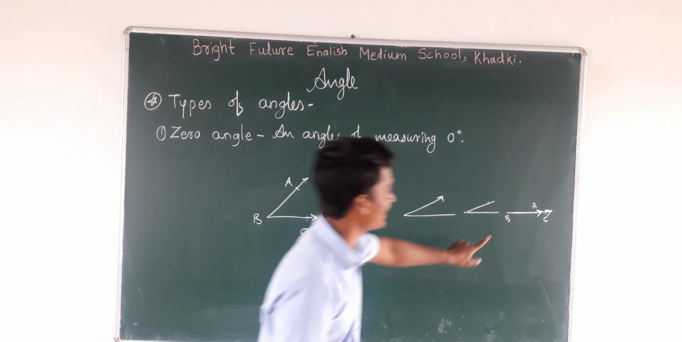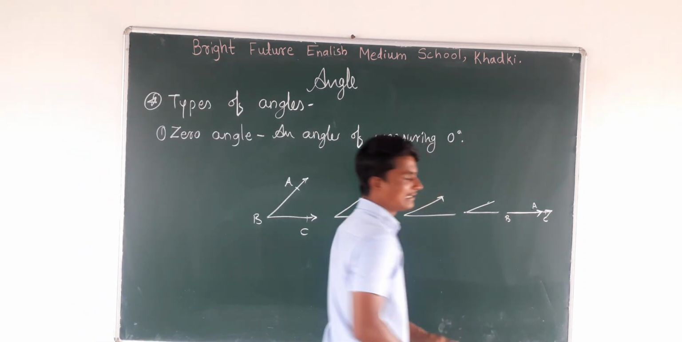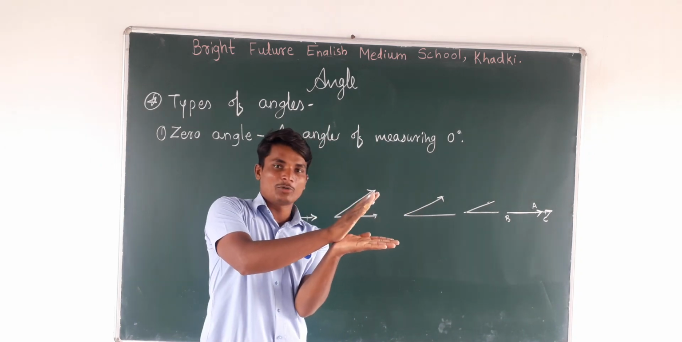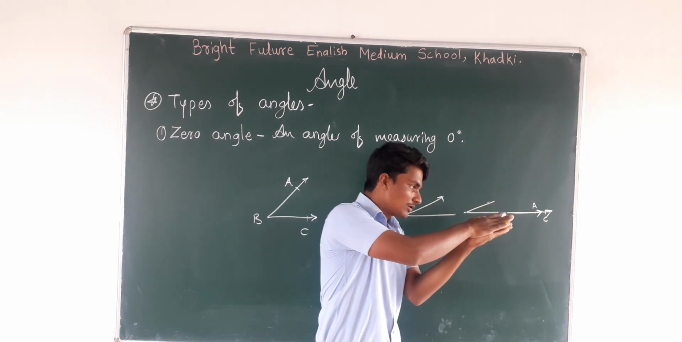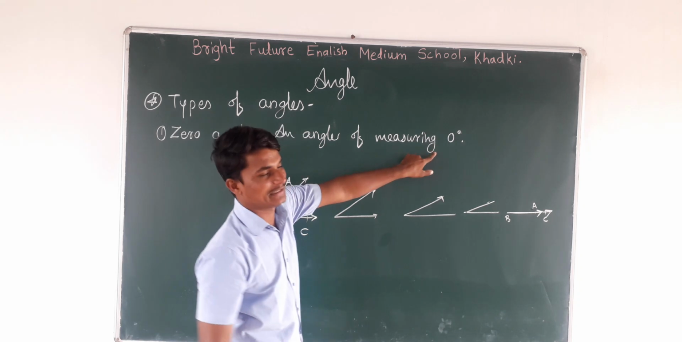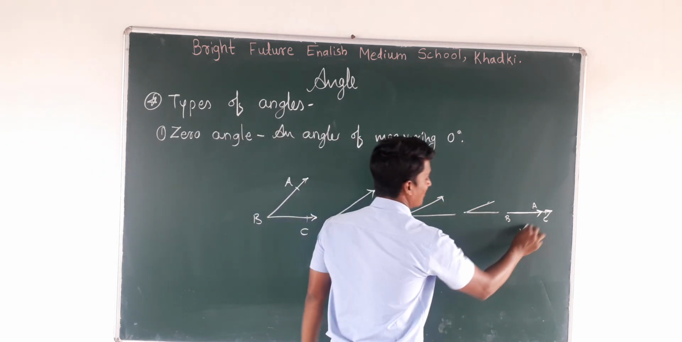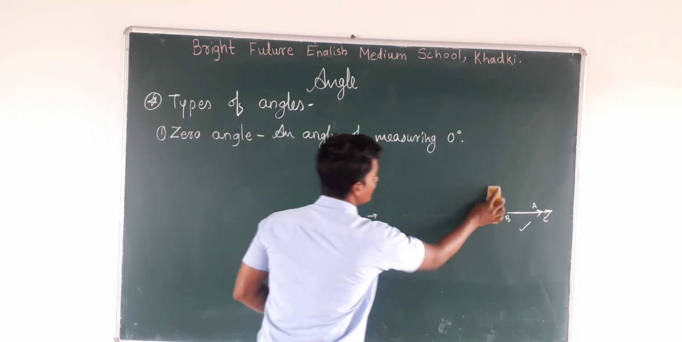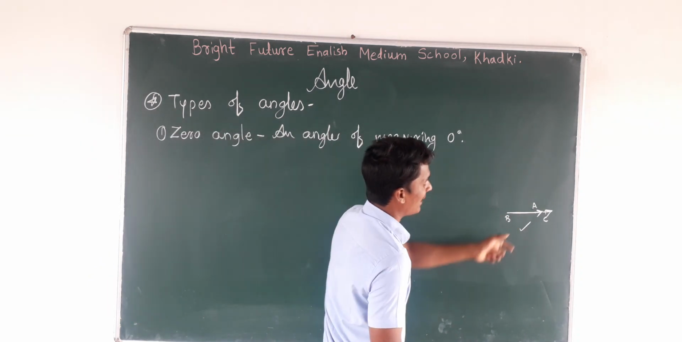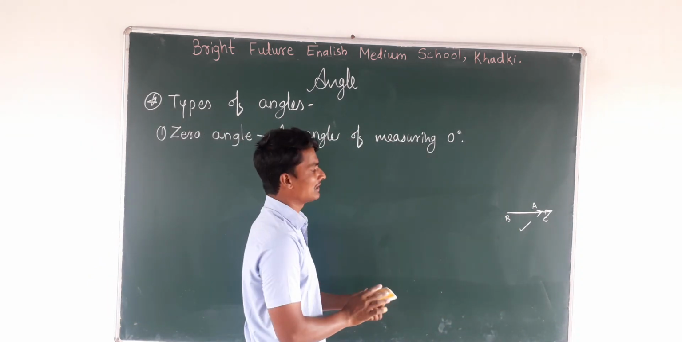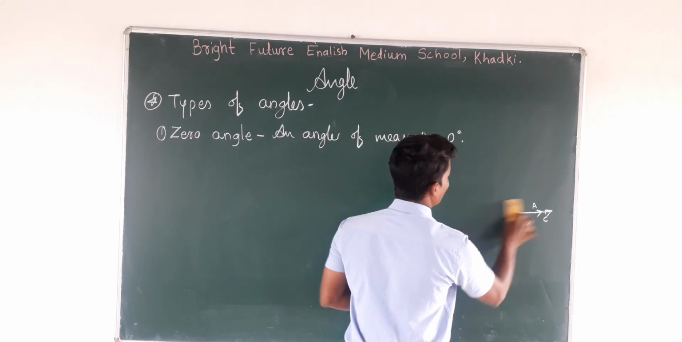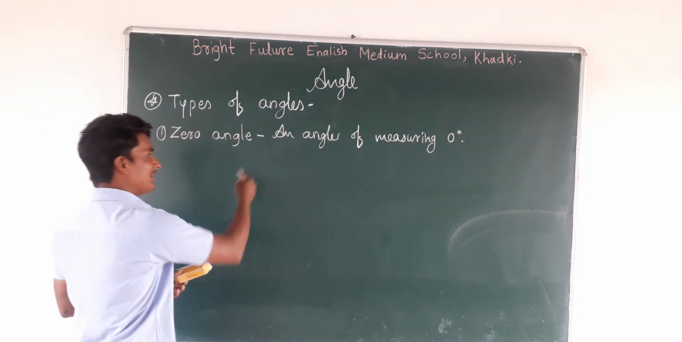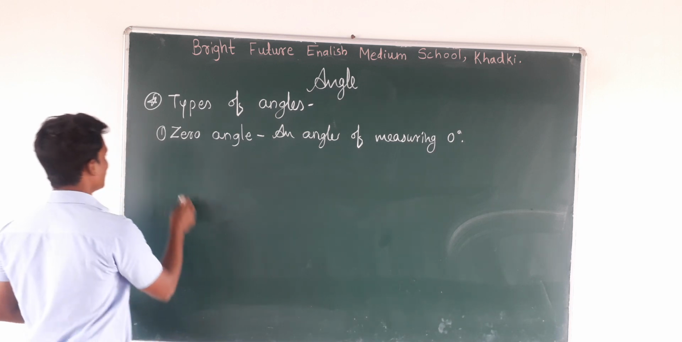At that time we can say that between the two rays there is no space or no gap. That no gap is called a zero angle. This is an example, and this is the diagram of a zero angle. When two rays are lying on each other, that is called a zero angle, and the measure of that angle is also zero.